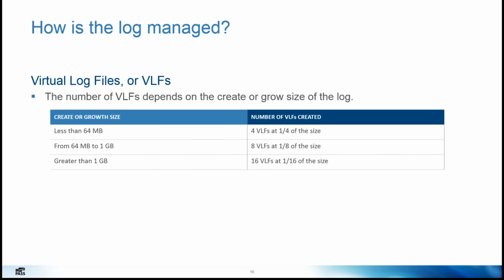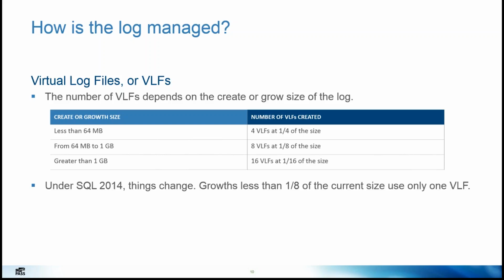So there's a formula for this. If your create size is less than 64 megs, you're going to get 4 VLFs. That also applies to the growth size, like I said. Anywhere between 64 megs and 1 gig, you're going to get 8 VLFs at 1/8 of the size of the create or grow. And then anything greater than 1 gig, you're going to start with 16 VLFs at 1/16 of the size. So under SQL Server 2014, things changed just a little bit, and this will be a benefit that I'll show you a little bit later.